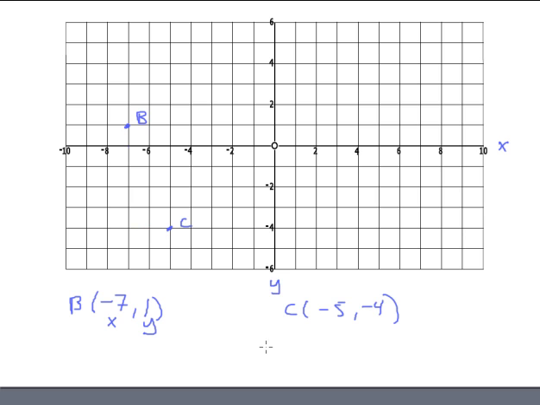Lastly, I'm going to do E, which is (7, -6). Okay, 7 is over here in the x coordinate, and go all the way down to -6. And there's my E.